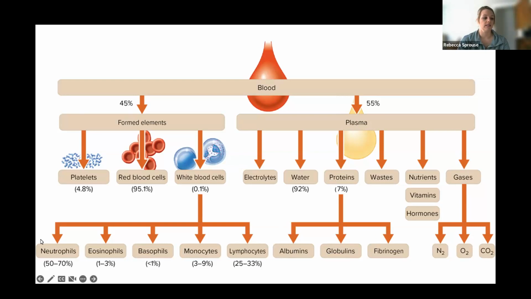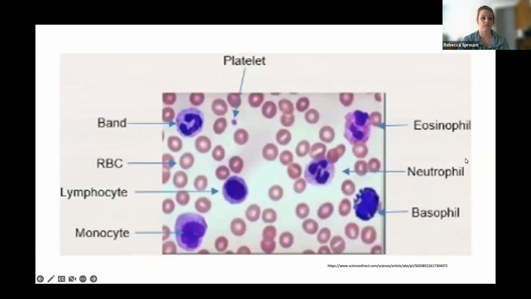And then we will get into all of this, which are all of the different types of white blood cells. Those can be further differentiated out. But basically what I need you to know is that blood is made up of formed elements, which are the cells, the cellular component, plus plasma, which is the liquid component with all of the dissolved ions and substances.